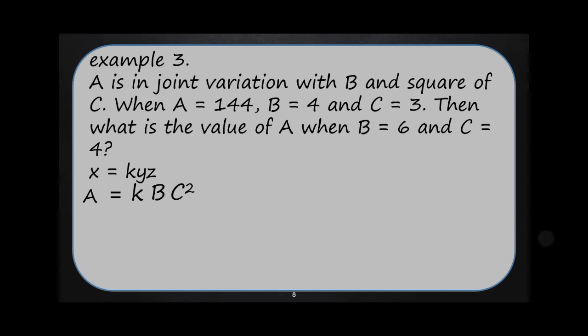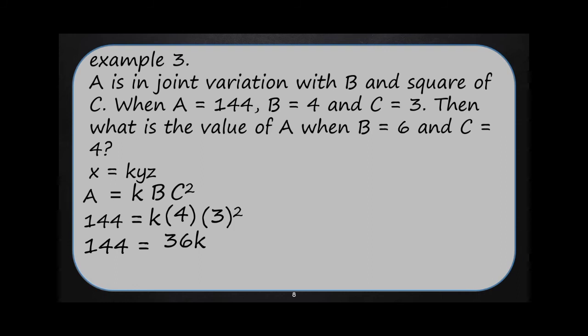Then, A is 144. This is equal to K multiplied by the value of B, which is 4, then the square of C. So, we have 3 squared. So, 144 is equal to K multiplied by 4 times the square of 3, which is 9. So, this is now equal to 36K.